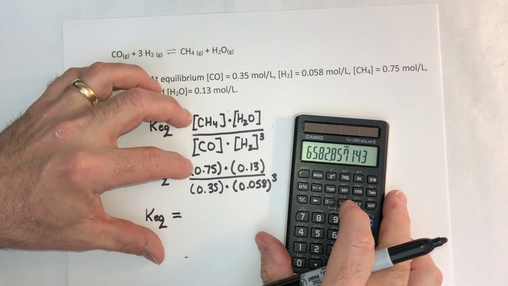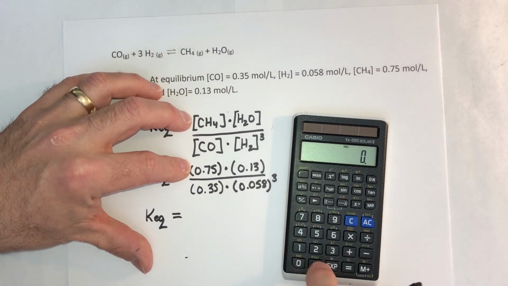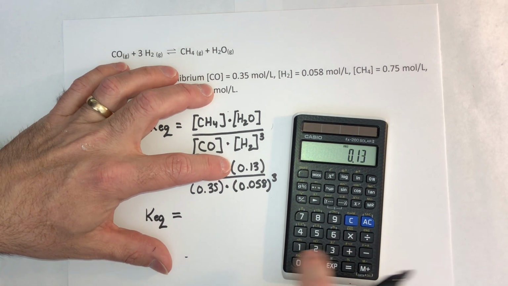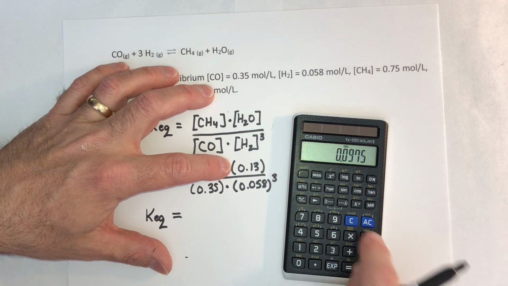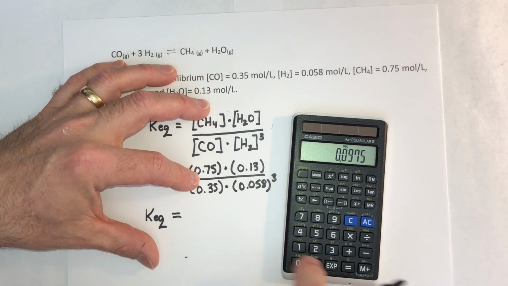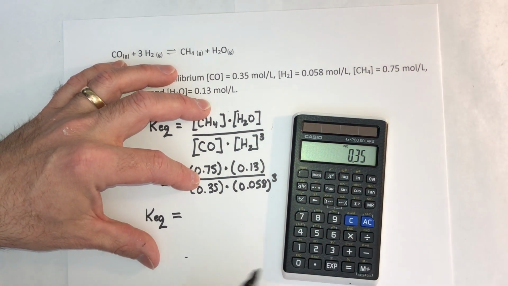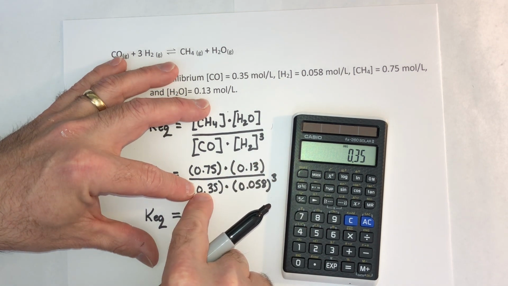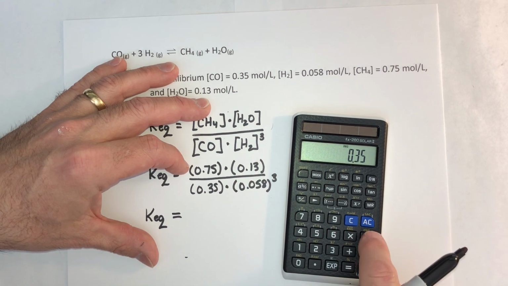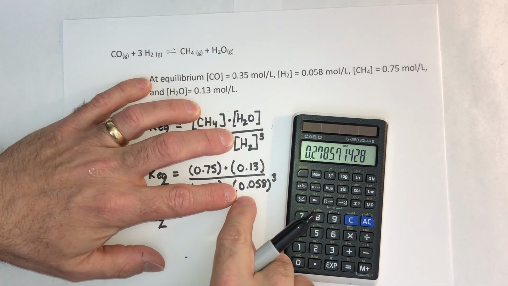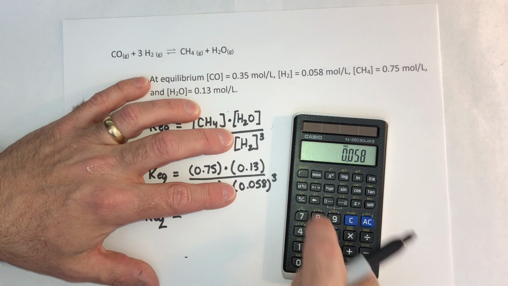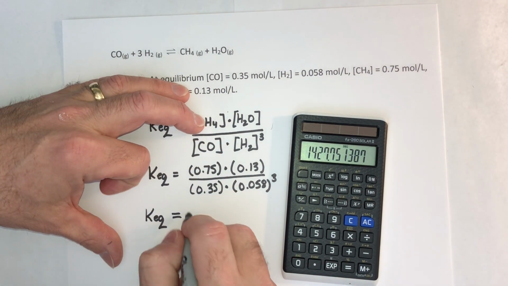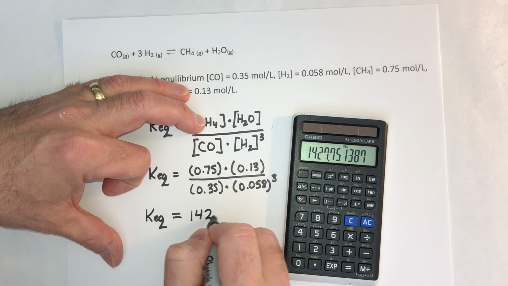Okay, so if I'm going to do this, I've got 0.75 to the power of 1 times 0.13 to the power of 1 divided by 0.35 to the power of 1. And I'm going to do the double divide thing, right? This is divided by this, but it's also divided by this. So I'm going to hit divide again, and then I'm going to put in my 0.058 to the power of 3, equals. So that gives me 1,428.